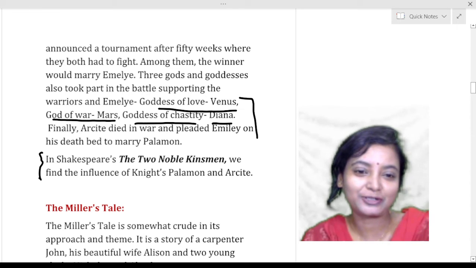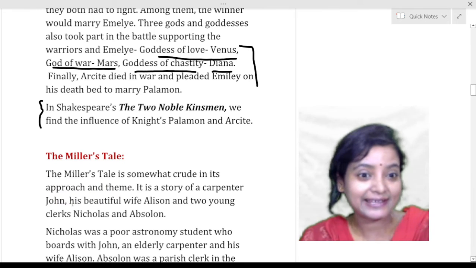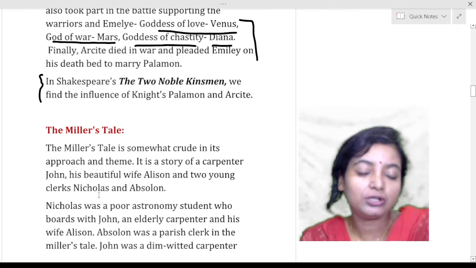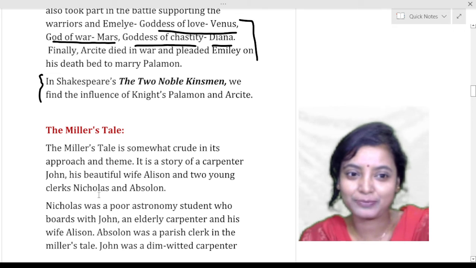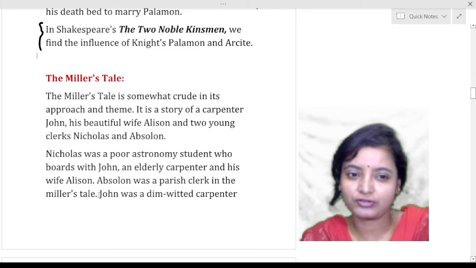And the answer is The Two Noble Kinsmen. Okay. Now let's go to the next story. That is the Miller's Tale. We will not talk about all the stories, but some important stories. The Miller's Tale is somewhat crude in its approach and theme.